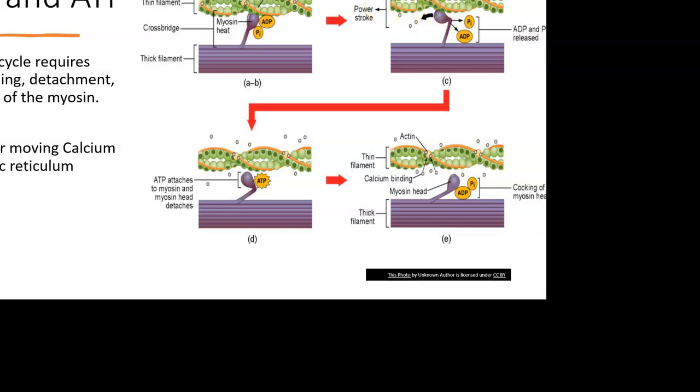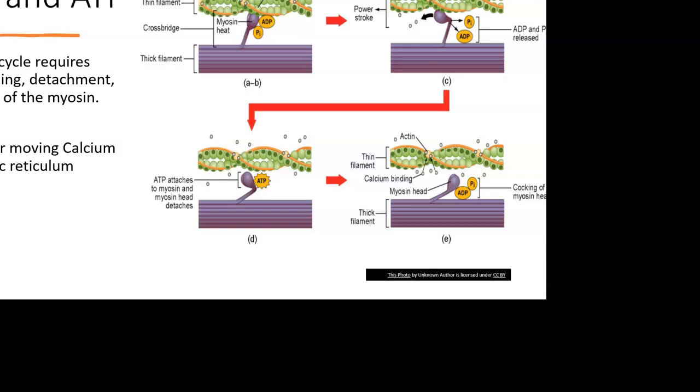Think about that oar, stroking that oar forward, pulling the actin towards the M line, or the center of the sarcomere. Then the ATP that's made out here is going to reattach itself to the myosin head. When it attaches to the myosin head, it allows the myosin head to detach from the actin. It's like taking the oar out of the water. If there's no ATP present, the myosin head cannot release the actin. So ATP attaches, and this causes the myosin head to detach from the actin.